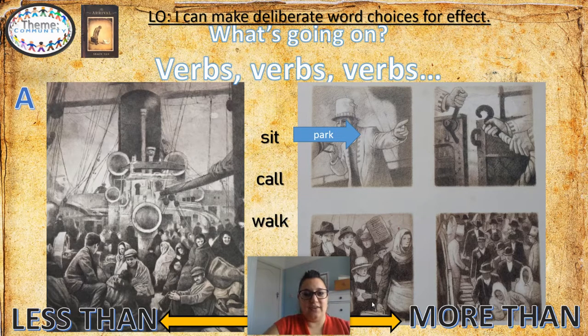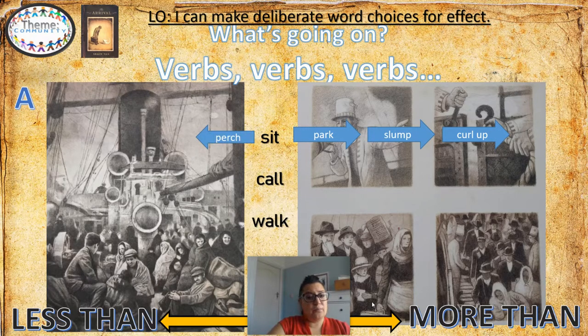So more than just to sit down might be to park. Forcibly put yourself down. I parked myself on the edge of the bench. More than just park might be to slump. Okay, so you're relaxing into it. You're sitting more heavily into your seat. More than a slump might be to curl up. Okay, they curled up on the floor of the ship. What if it was less than a sit?